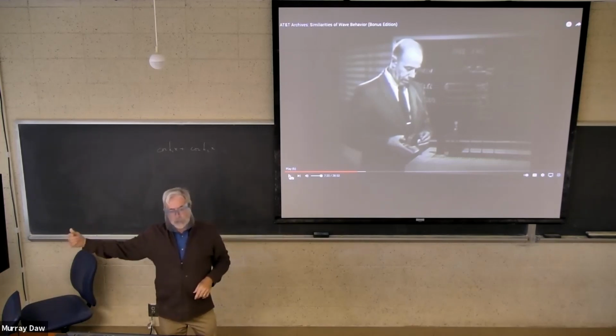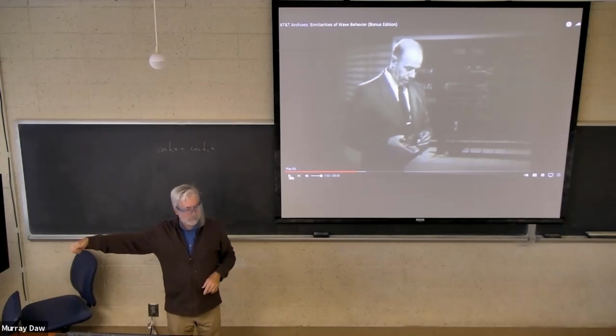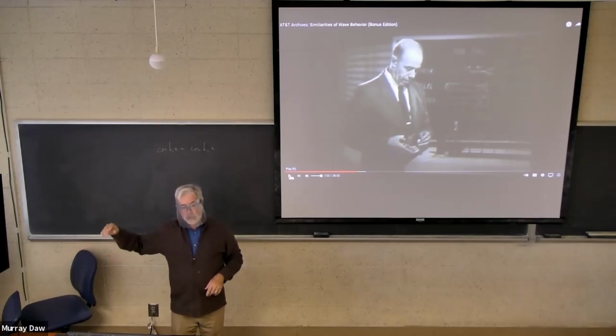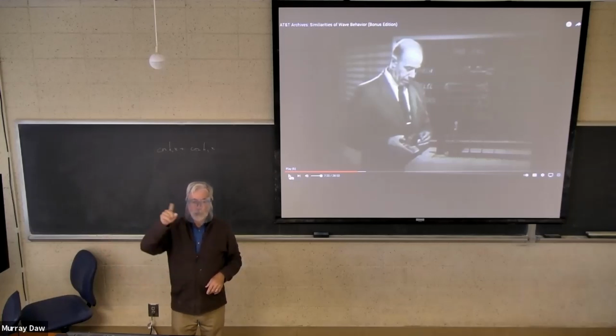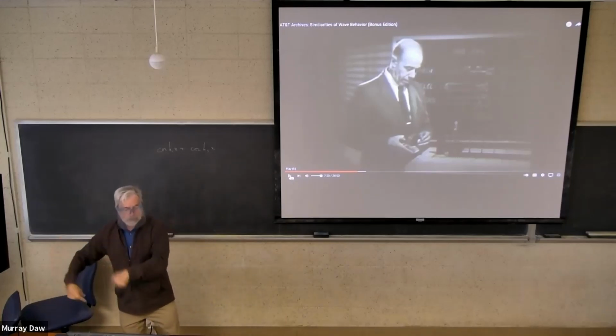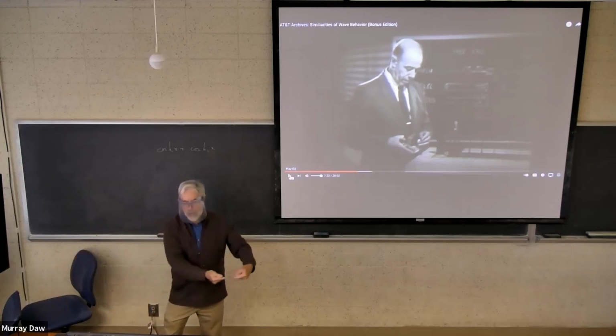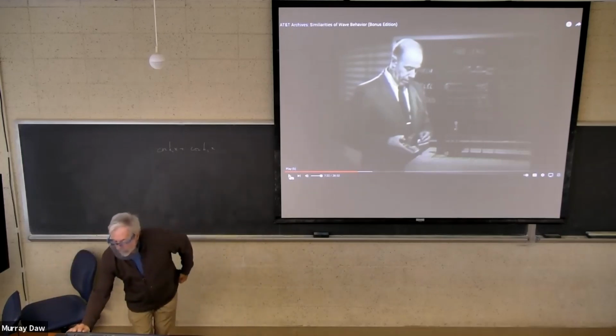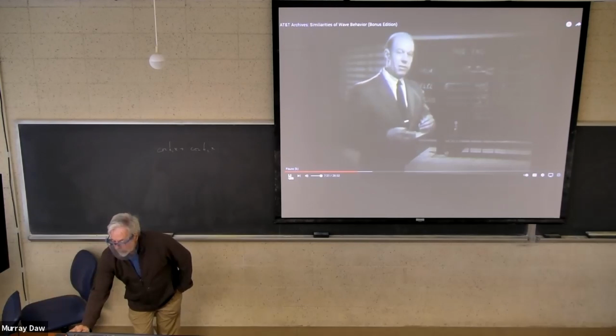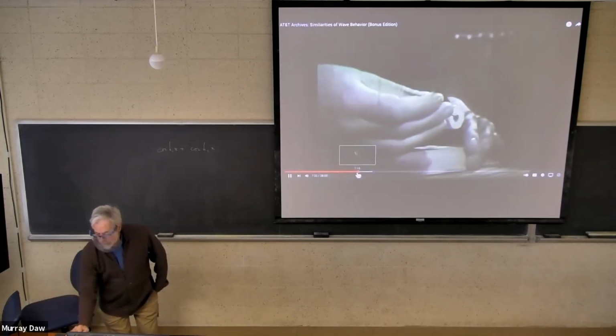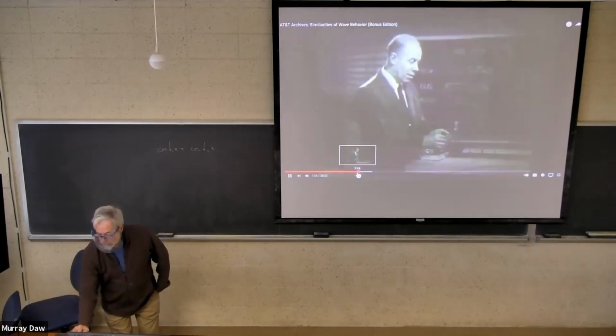If you change the end condition, you clamp it so that the pendulum on the end can't move, the reflected wave comes back negative. You have an up wave hitting the end, it reflects, comes back down. So he's changing the end condition on one end. See, he's clamping it there.